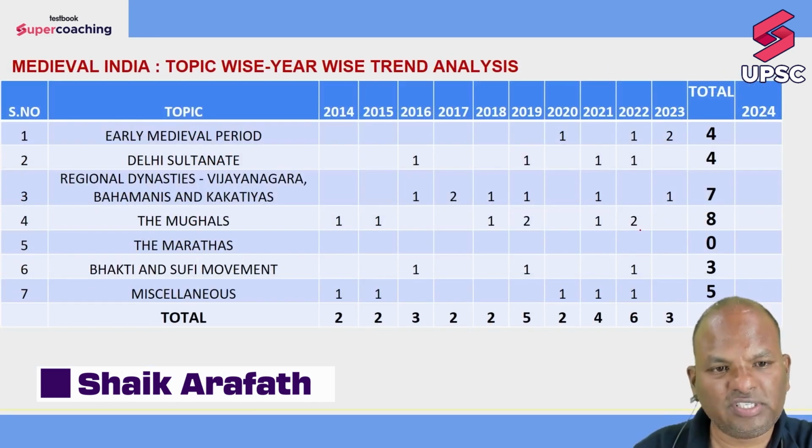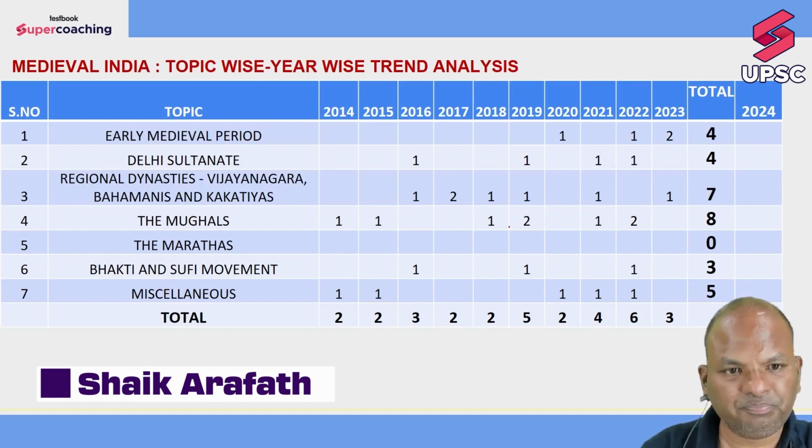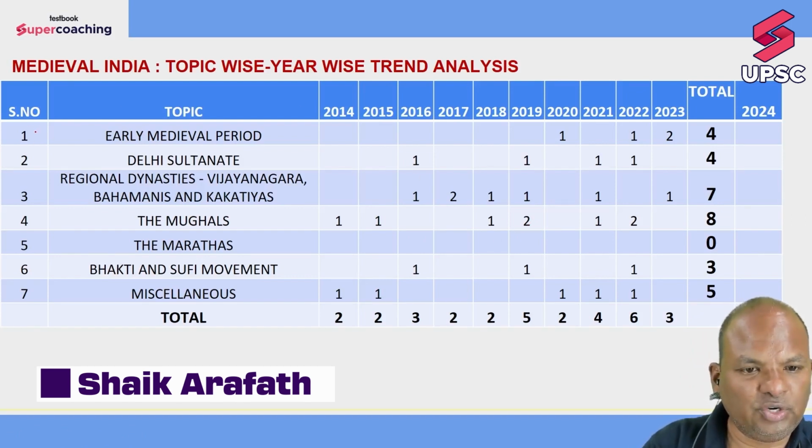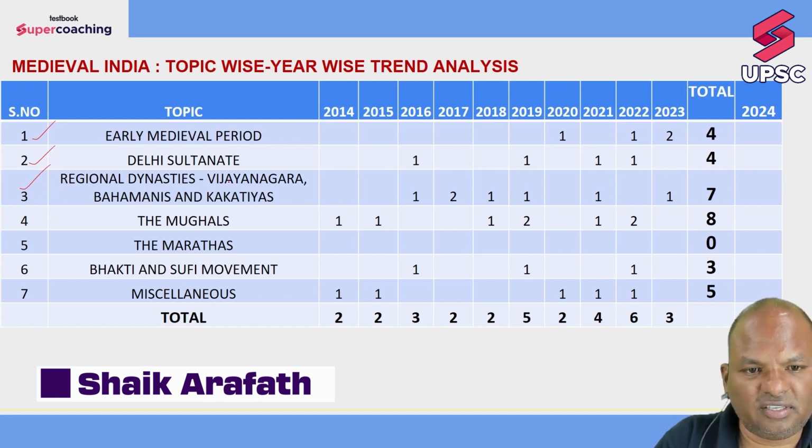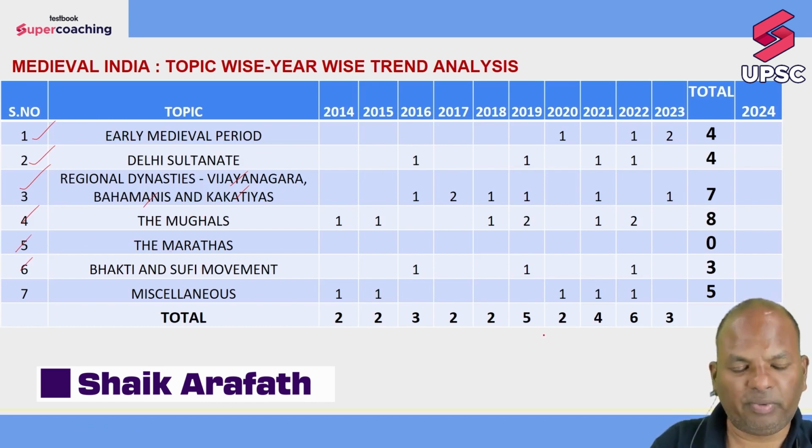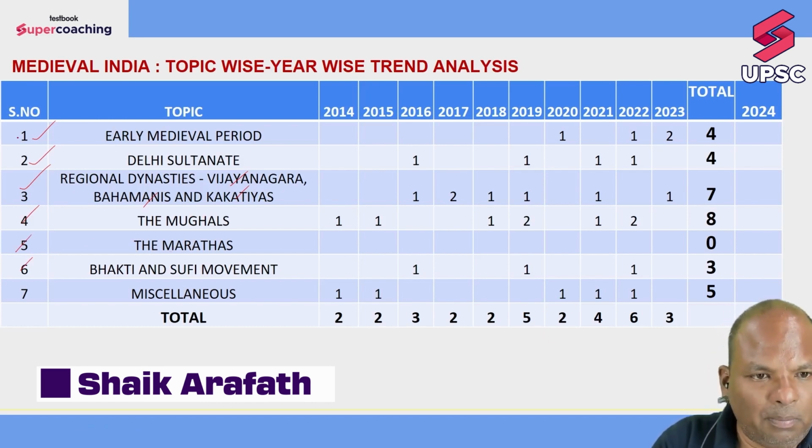So let us discuss the questions asked from the medieval Indian history. We divide the medieval Indian history into about 6 chapters: the early medieval period, the Delhi Sultanate period, the emergence of regional dynasties such as the Vijayanagara, Bahmani, Kakatiya, etc. And then we'll discuss the Mughals. Then we'll discuss the Marathas. Then we'll discuss, of course, the Bhakti and the Sufi movement. Then the questions framed from all of these topics, that is from topic 1 to topic 8, are clubbed together and discussed under the category miscellaneous.